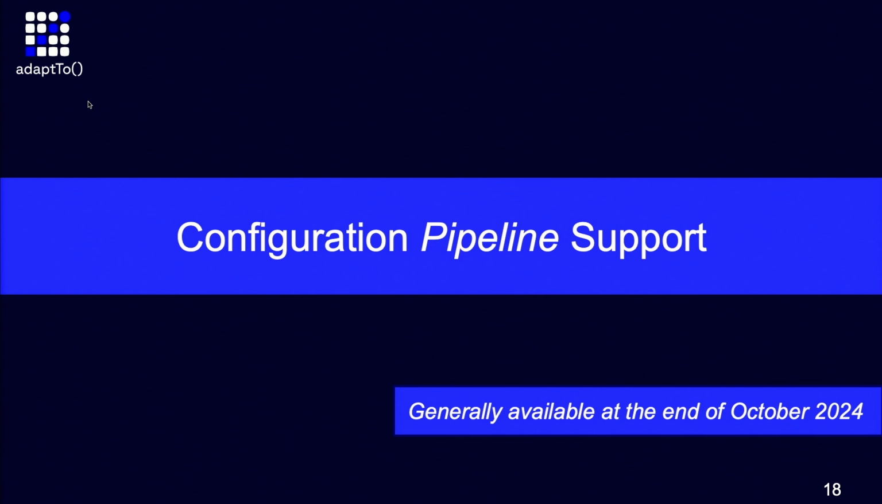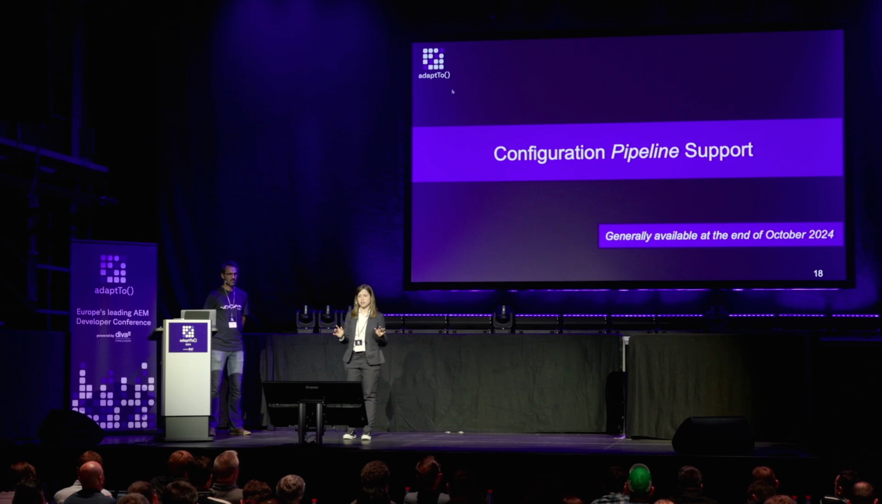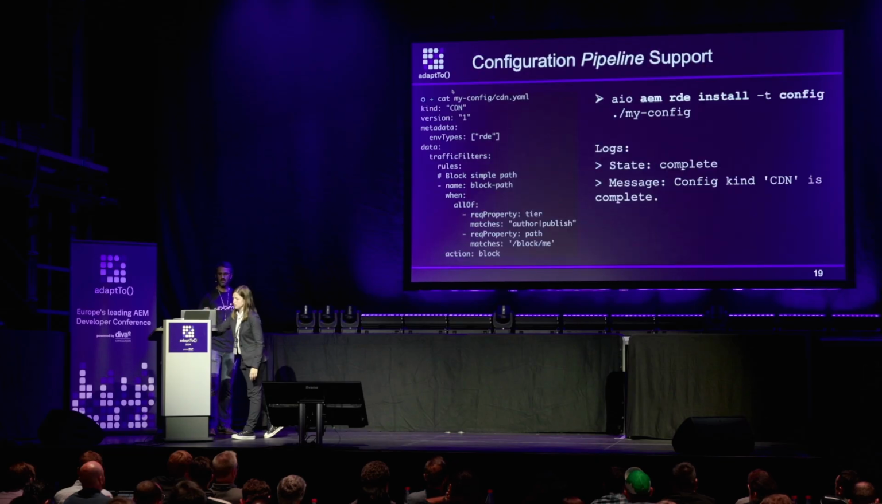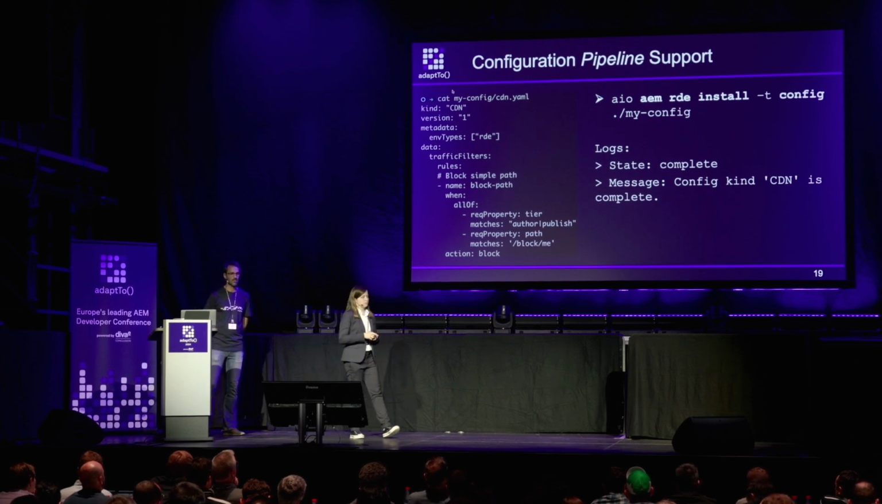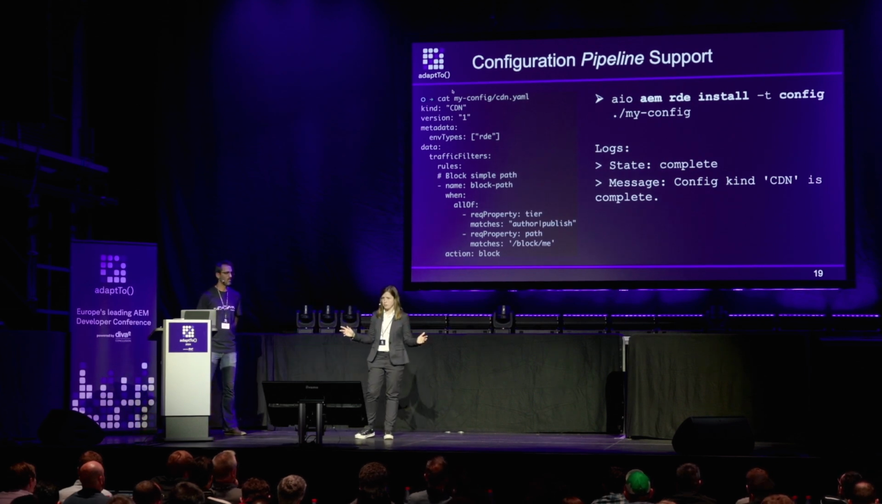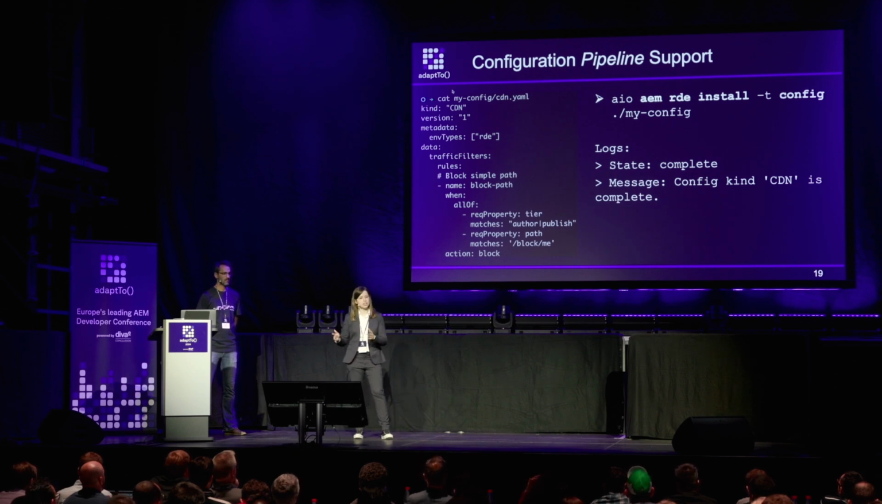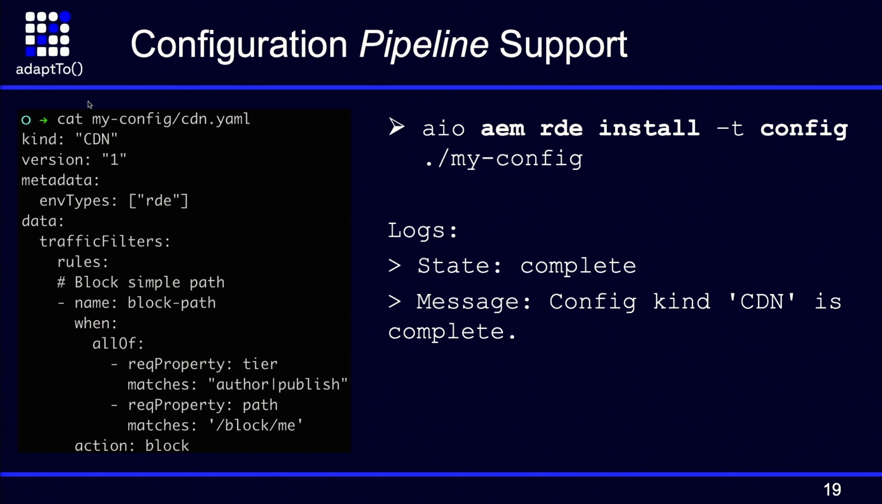What else? Not only front-end. We also have the configuration pipeline support. This is coming now, generally available at the end of October of this year, 2024. So just a quick overview of how this will look. Via the configuration pipeline, you can configure a lot of things, and more are coming to the environments. So you will be able to do the same as you do for dev, stage and prod, but also for RDE via your AIO CLI.